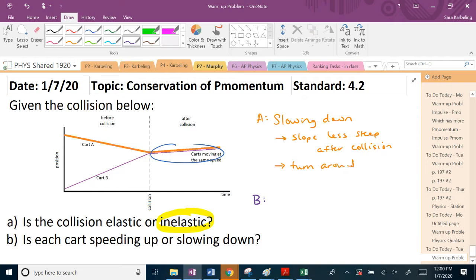Raise your hand if you think it's speeding up. Slowing down? I see lots of hands. Piper, can you give me a reason that you think that it's slowing? The slope is steeper before the collision. Cool. Yeah. So B is also slowing down. And again, it's because the slope is, you said, steeper before the collision?